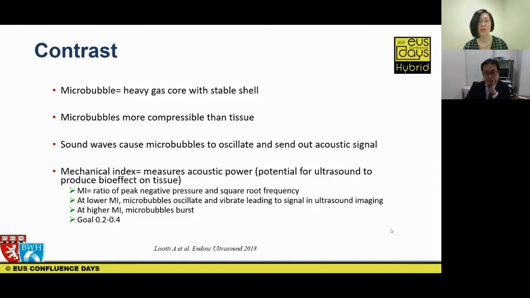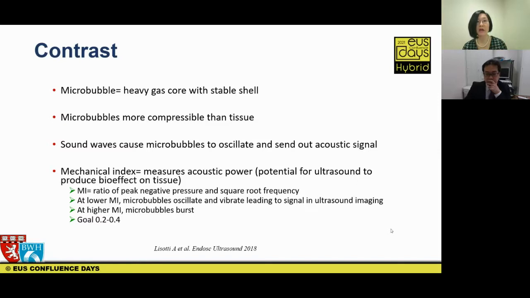And as I already explained, how they react to sound waves. Mechanical index measures the acoustic power, which is the potential for the ultrasound to produce an effect on the tissue. And it's the ratio of the peak negative pressure to the square root of frequency. And so at lower MI, the microbubbles will do what we want them to do to generate the image.